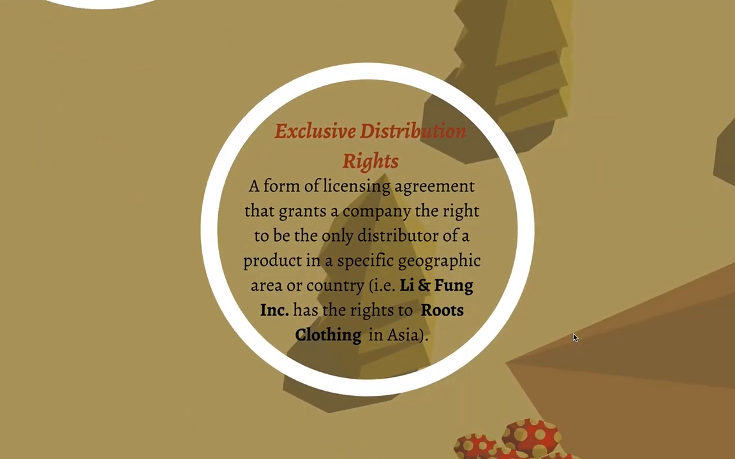There might be a way to arrange exclusive distribution rights. That is, partner with a local distributor to give them exclusive rights to the product. And Roots does this in Asia. There's a company that has exclusive rights to distribute Roots clothing in Asia. They do all the arrangements, they find the space, they do the marketing. So the Roots might not know about that area, but they can find a partner who does and give them exclusive rights to distribute it in that area.